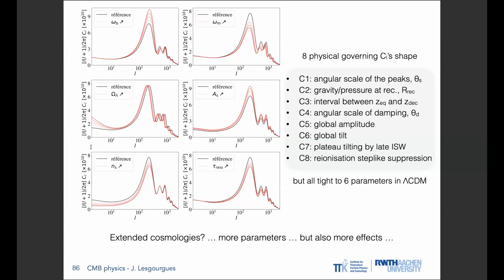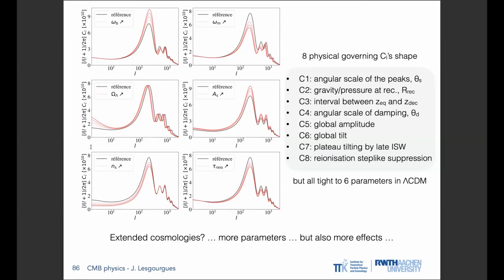AS is the only one acting on the amplitude, and is the only one doing an overall tilting. Tau rho is the only one with a characteristic scale of a step-like suppression around here. For omega lambda, it's less obvious, because you could say, oh, this shift here can probably be obtained by a combination of the others, but at least you have the late integrated Sachs-Wolfe effect, which is distinct. Arguably, the late integrated Sachs-Wolfe effect is difficult to constrain because of cosmic variance, but still you can constrain it. So this forms a basis of 6 independent effects.